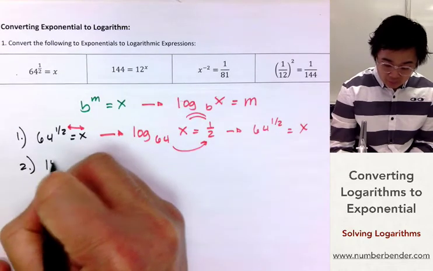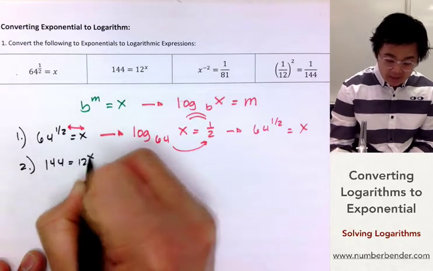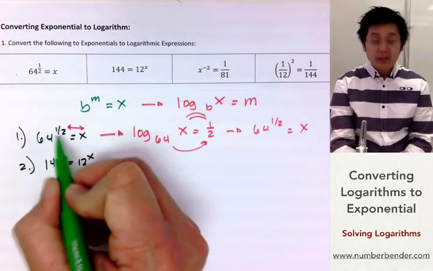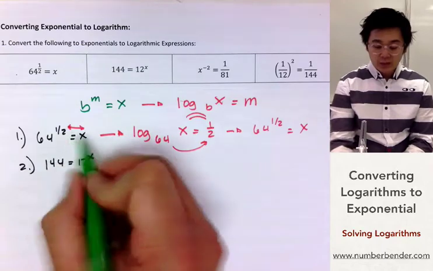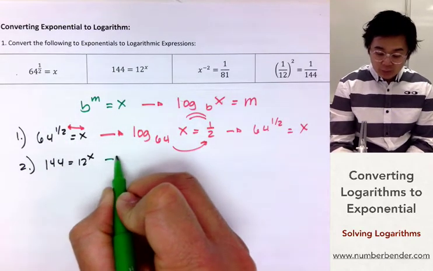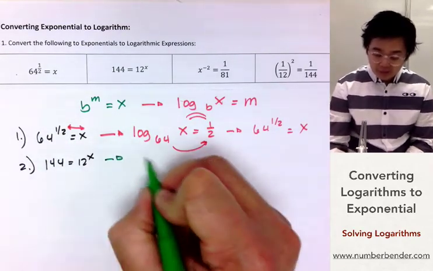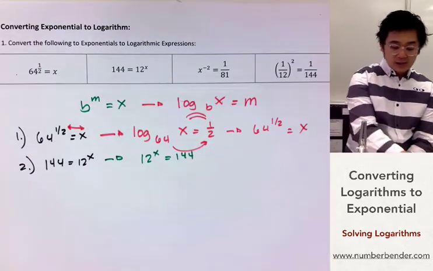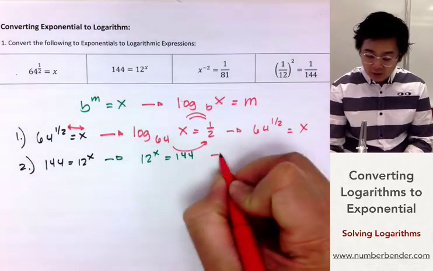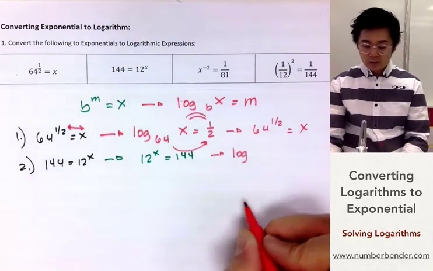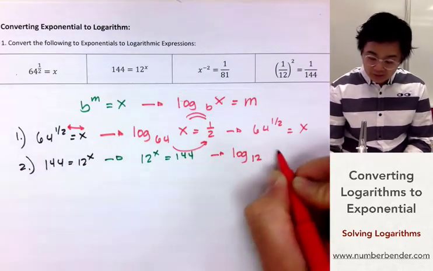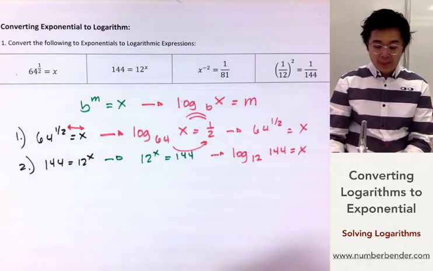For number 2, I have 144 equals 12^x. In this problem, again, I'm more used to seeing the exponent on the left side equal to a real number, so I'm going to modify my equation into 12^x equal to 144. In this way, I could easily change it into logarithm by my visual. Log of base, which is 12, and then interchange 144 and x. So 144 equal to x.